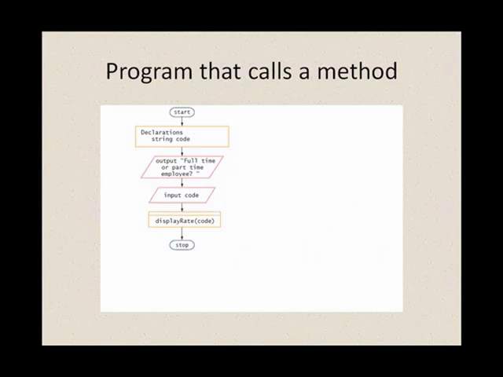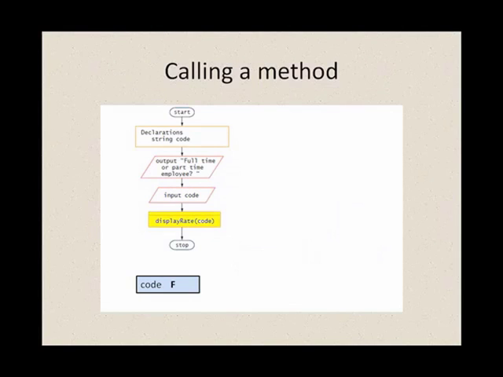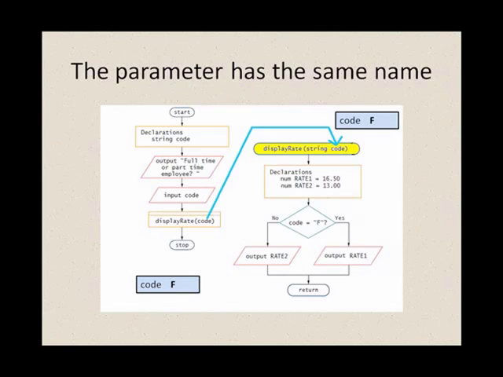Let's run the program again. We'll start it, declare code, prompt the user, and get a code. Then we'll call the displayRate method. Assume the displayRate method has been written a little differently, and that the programmer has named the parameter code instead of status. The programmer has given the parameter the same name as the variable that was passed as an argument from the main program. Even so, even though it has the same name, code in this method is an entirely different variable with its own memory location, and it receives a copy of the value F.